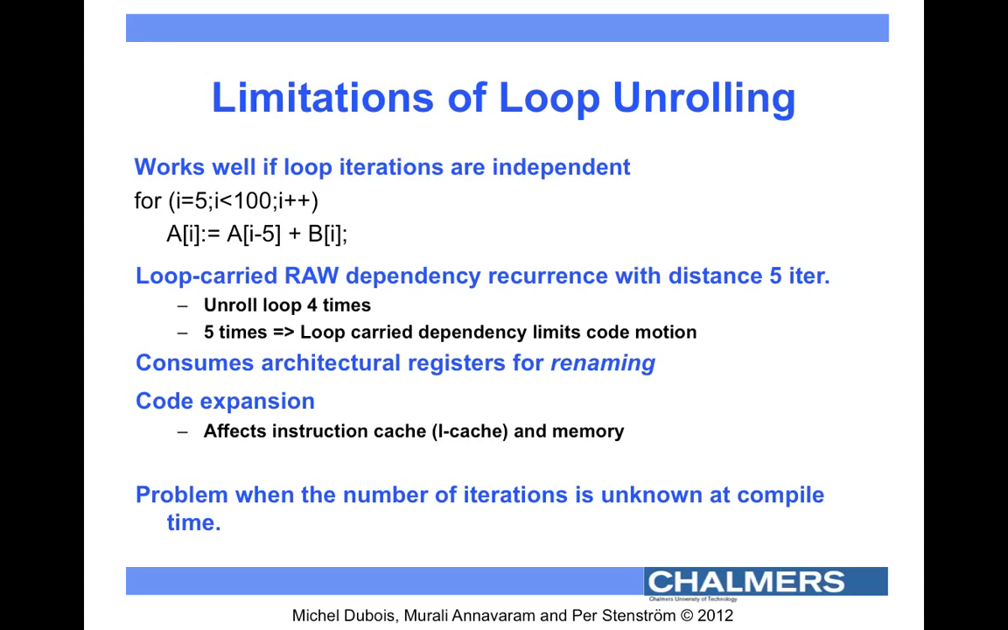Okay, and it could also be an issue for the memory, in that it takes up more memory space. This could be especially a problem for small embedded devices. And intrinsic to loop unrolling is that at compile time we have to know how many iterations are going to be executed, and that might not be known at compile time.